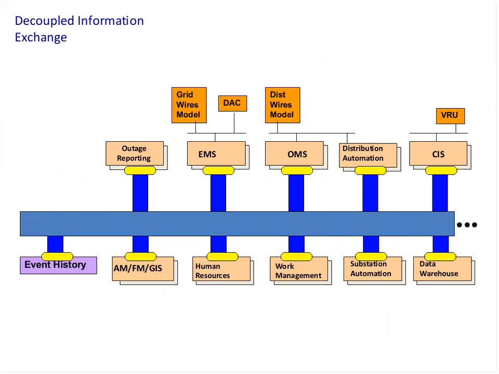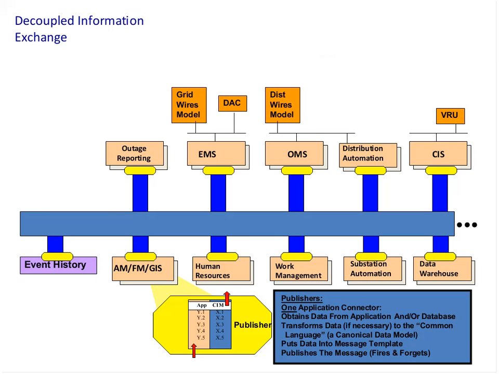And these are some of the more direct applications in operations that you know of, like energy management system, outage management system, CIS, and others. And it creates this universal bus for data exchange. And no matter who publishes it and who receives it, you've got that common infrastructure.